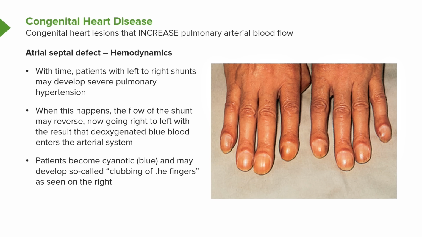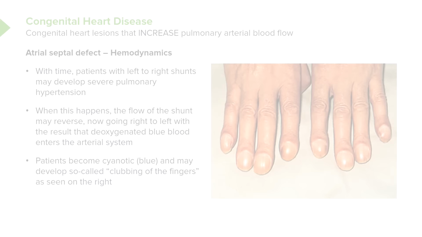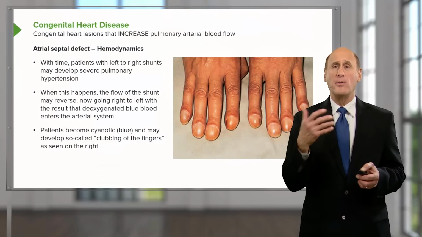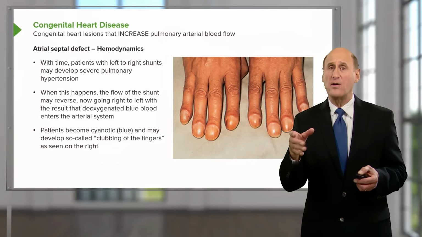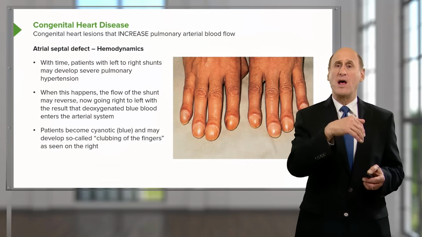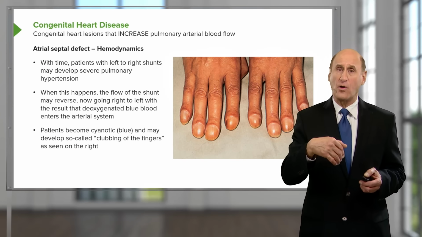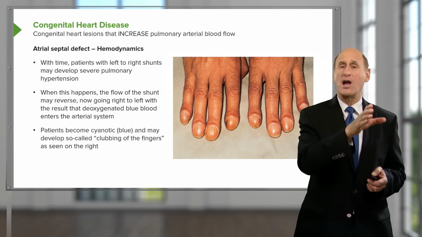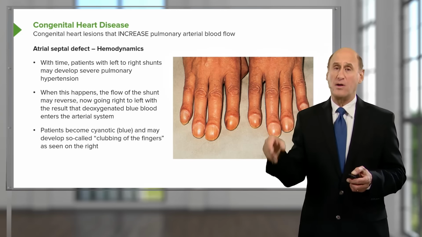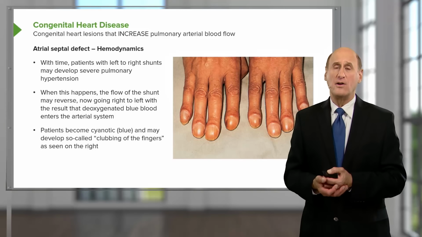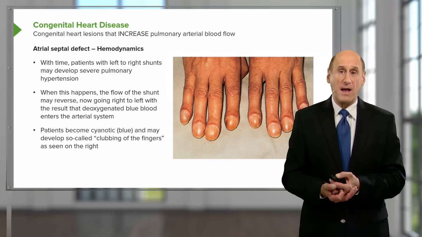This is a very advanced example. And by the way, if you look, the fingernails are not the normal color. They're not the normal pink color. They're a darker color. And that's because you have blue blood in the arterial circulation. The pulmonary hypertension has become so severe that now, instead of the red blood shunting across into the right atrium and down into the right ventricle, in fact, blue blood is shunting across the septum into the left atrium and the left ventricle and being pumped out in the aorta. This is commonly known as Eisenmenger syndrome.